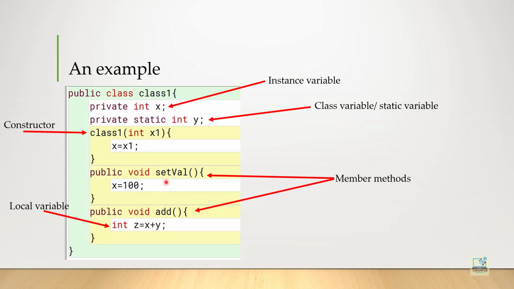Now these two, setval and add, are member methods of the class. Here z is the local variable. The difference is that x and y can be accessed from all of the methods, but z can only be accessed from within the add method because it is a local variable in the method add. That means setval and the constructor cannot access z. So that is the difference between local and global variable.